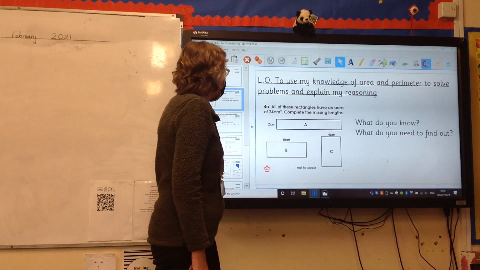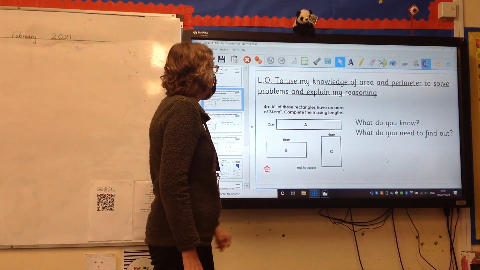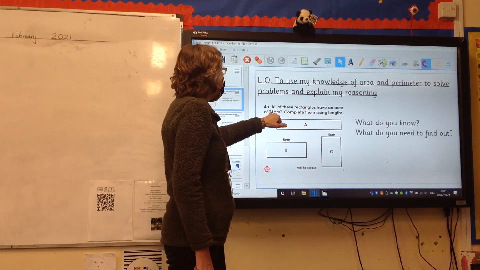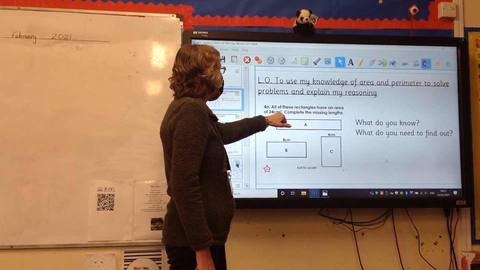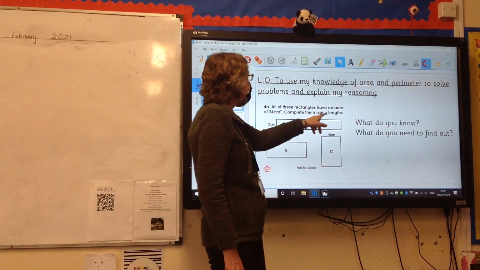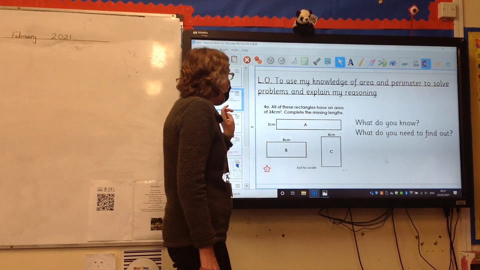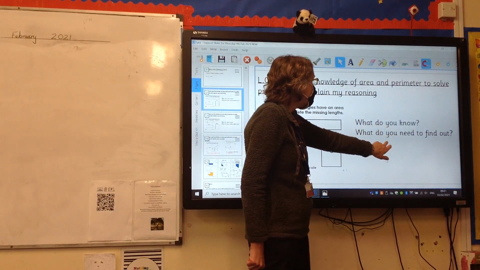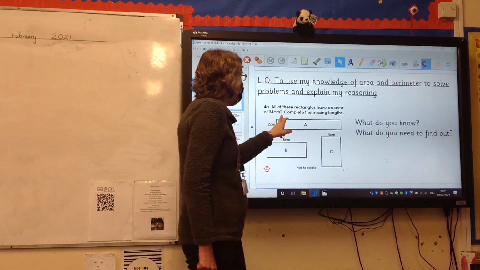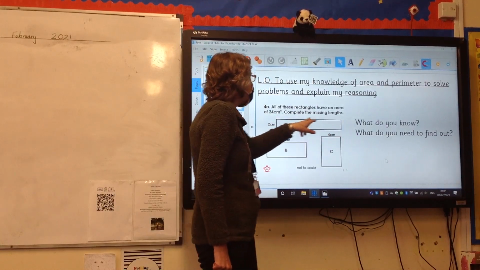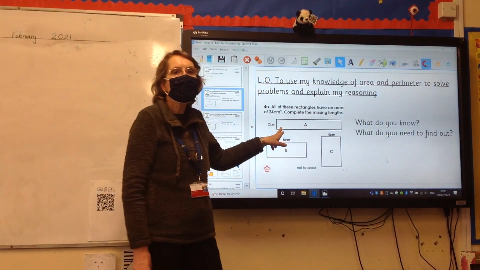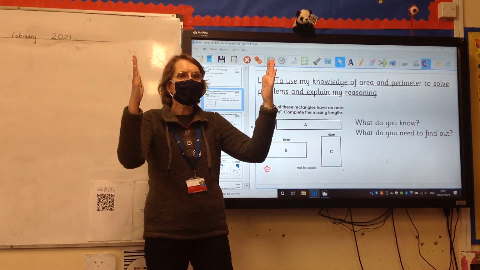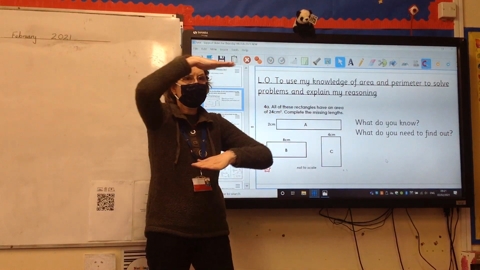information. So, this question, all of these rectangles have an area of 24 centimetres square. Complete the missing lengths. And there's two important questions here. What do you know? What do you need to find out? What do you know about a rectangle? Does everybody know about a rectangle? Little clue. What do you know about a rectangle?